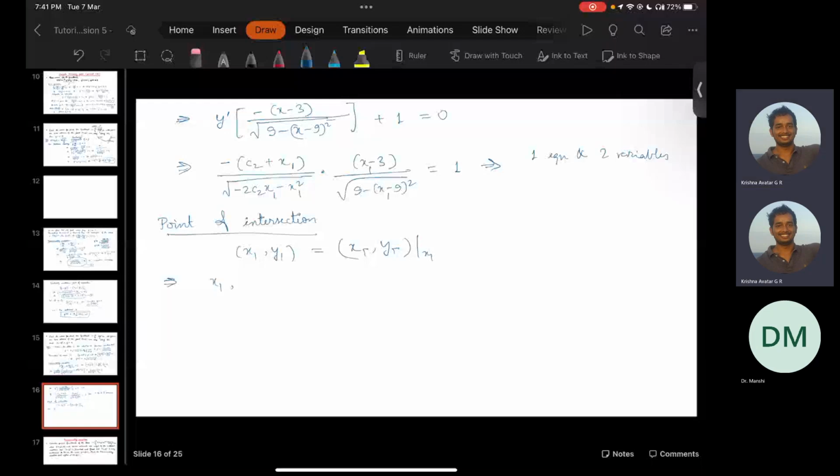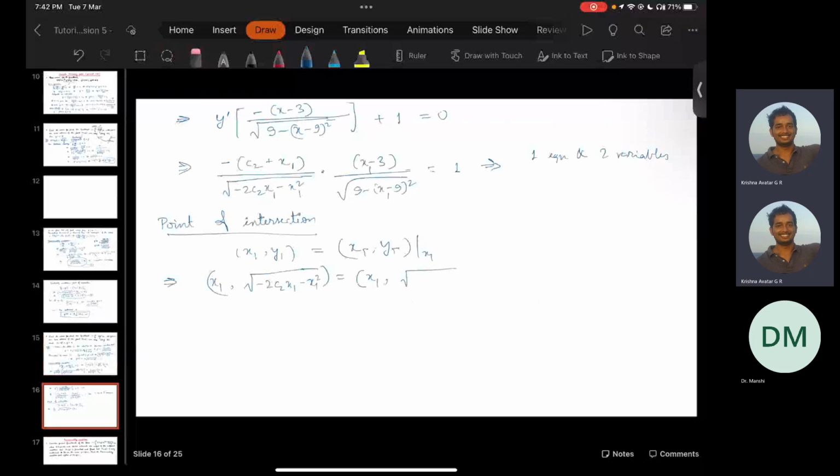For the curve we had, taking the root, minus c2 x1 minus x1 squared, and this is equal to x gamma. So x gamma at x equal to 1 is the same as x1. And y gamma at x equal to 1 is this particular equation, right? We'll take the positive root, and this gives us root over 9 minus x1 minus 9 whole square, right?